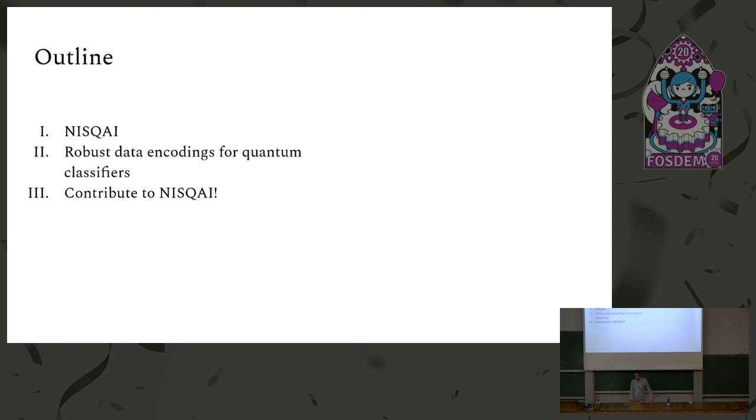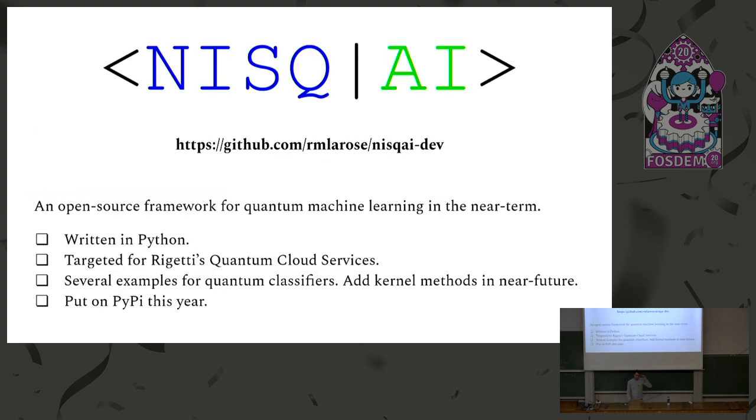So today I will mainly be talking about three things, all related. The first is our library, NISC AI. The second is some research that sort of spawned off of this about data encodings and robustness, which I'll get into. And then the third thing is just how anyone can contribute to NISC AI if you're interested. So here is our GitHub.